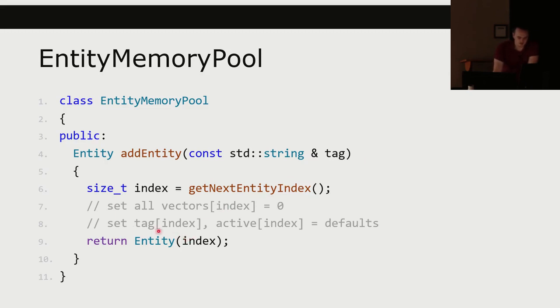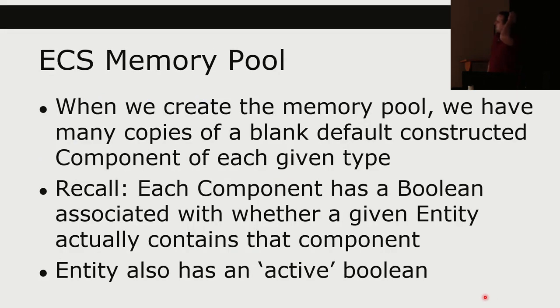And then you set its tag, you set that it's active, and you return a new entity. And again, an entity is just an index now. So you just say entity index. So when we create the memory pool, we have many copies of a blank, default constructed component of each data type. So each component has a Boolean associated with whether a given entity actually contains that component.